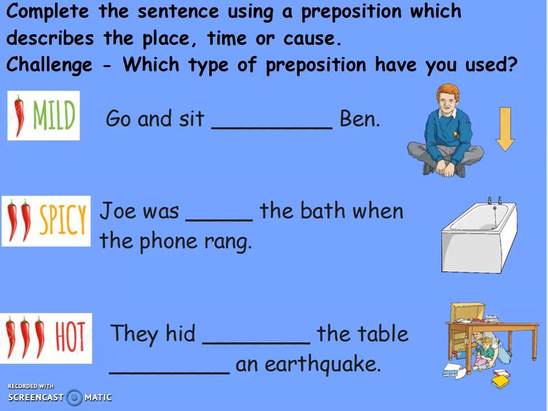And finally, the hot challenge has got 2 missing prepositions. Look at the picture. They hid something, the table, something, an earthquake. You need to use 2 different types of prepositions and then tell me which types you have used. Are they time, place, or cause prepositions? Pause the video while you try this challenge and press play when you're ready to continue.